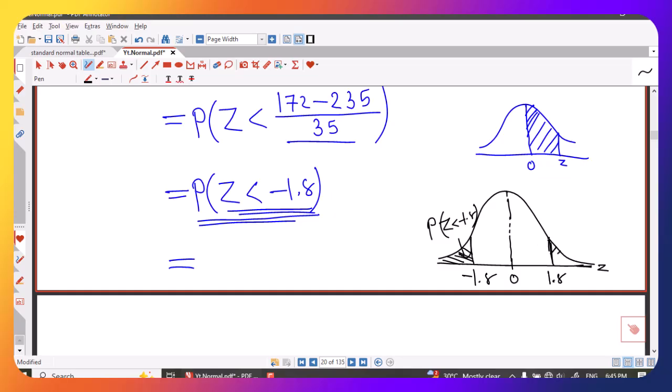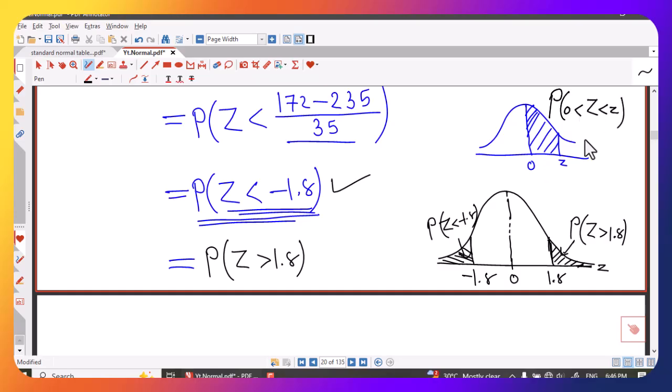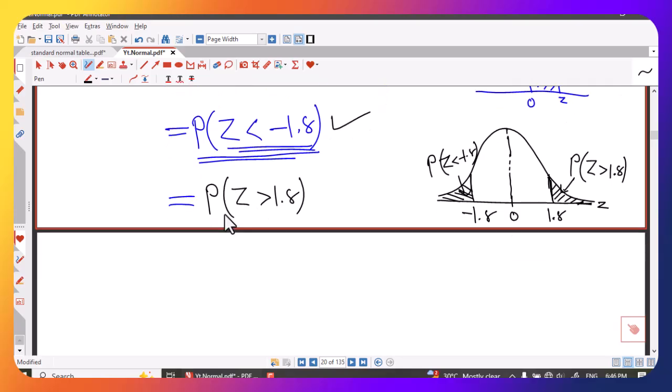So if we use the symmetry, then we can see that these two areas are equal. Area to the left of minus 1.8 is equal to area to the right of 1.8. So this I can rewrite as probability that z is greater than 1.8, because I want to express this probability in this form: 0 less than capital Z less than small z. So for that first I am using this symmetry. So now I am interested in this probability, that is area to the right of this 1.8.